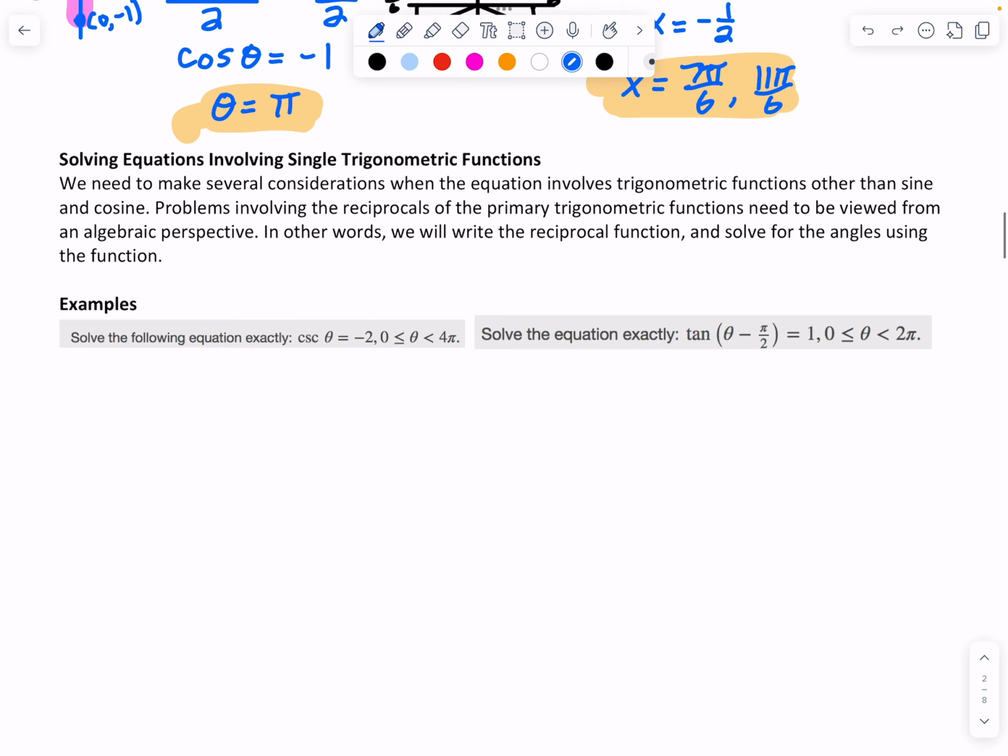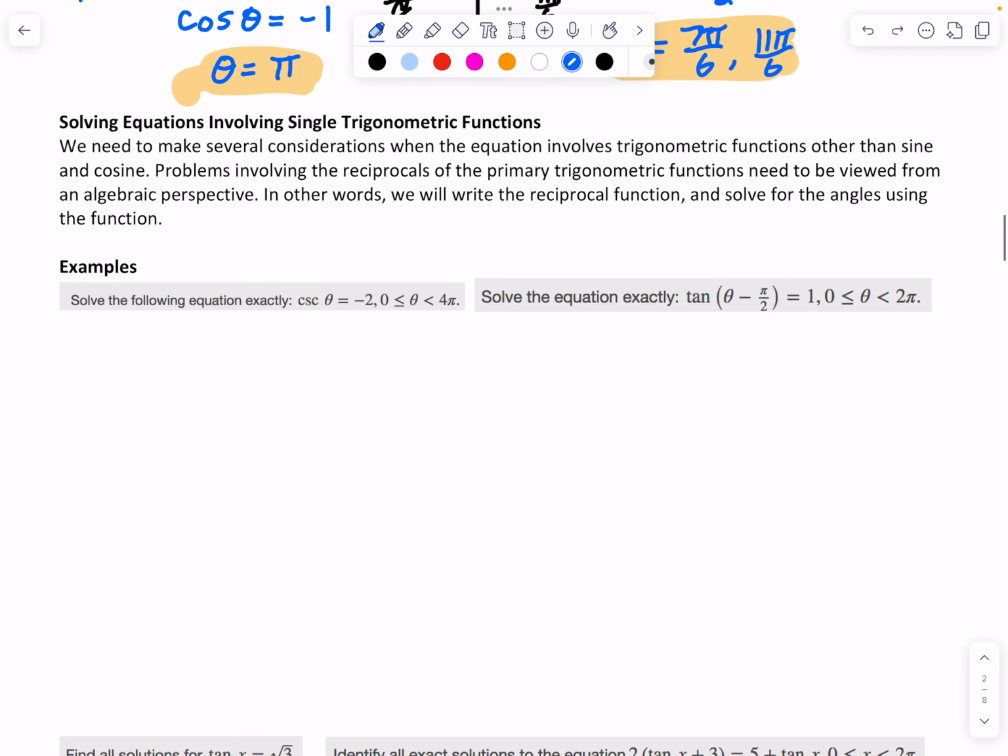All right, couple more here. They're just going to get slightly more complicated. So this is cosecant theta equals -2. And then let's make note of our answers. We want our answers to be between 0 and 4 pi, so 2 full revolutions.